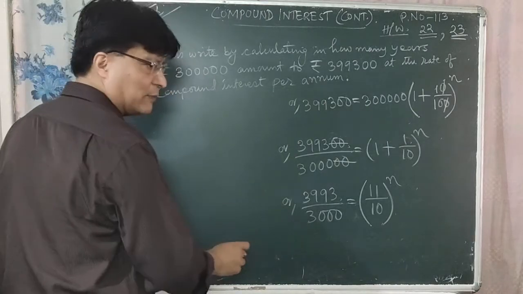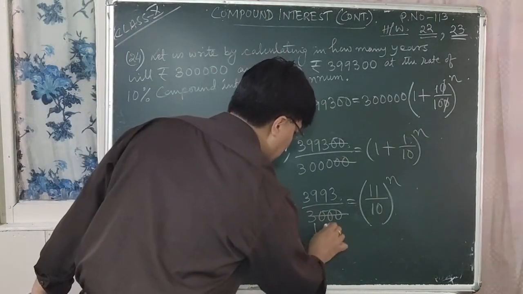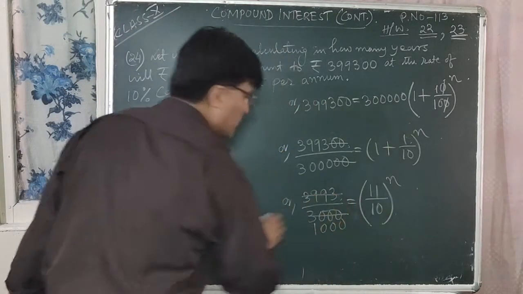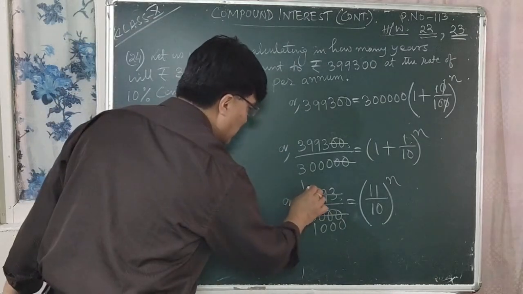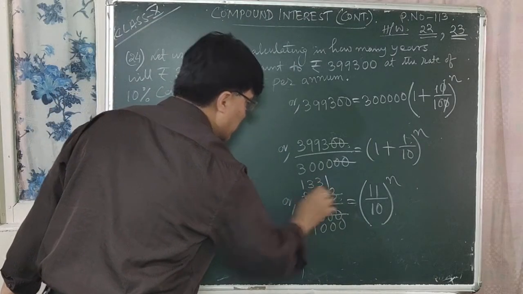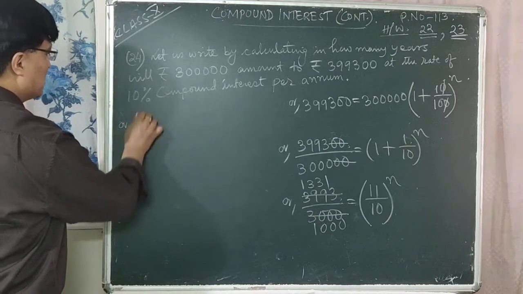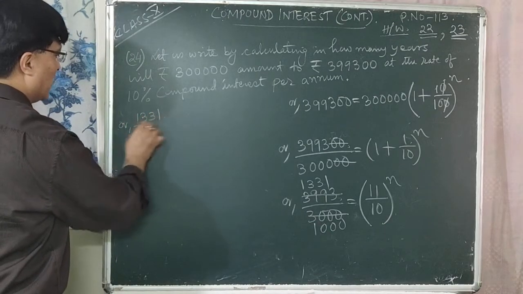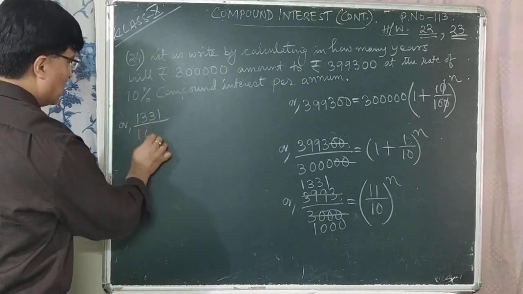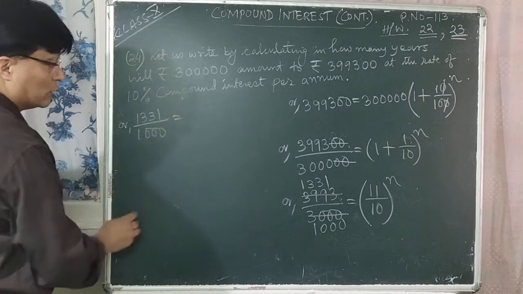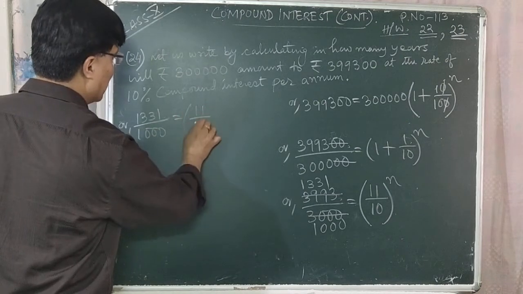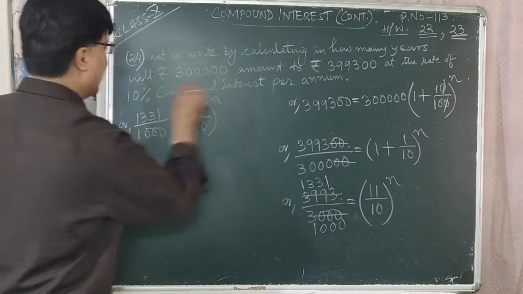Okay. Now let us simplify it. Now you can cancel it by 3. 3 ones are 3 and 3 zeros. 11 cancels. 3 ones are 3, 3 3s are 9, 3 3s are 9, 3 ones are 3. That means 1,331 divided by 1,000 is equal to 11 by 10 whole to the power n.